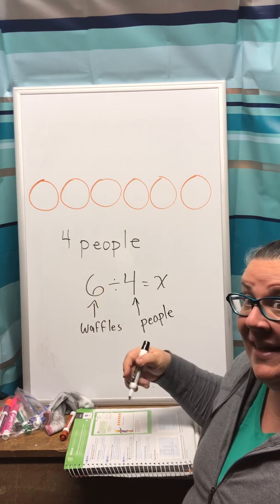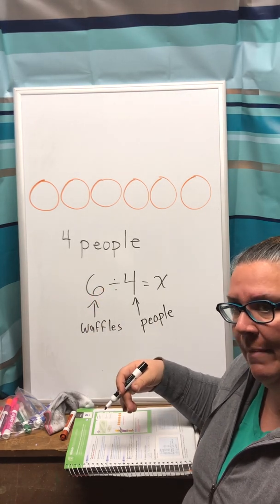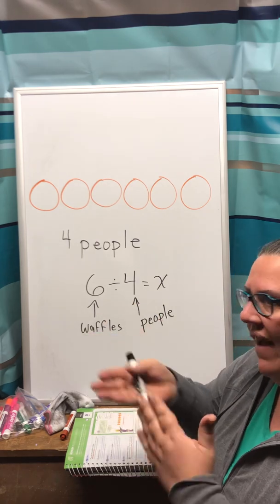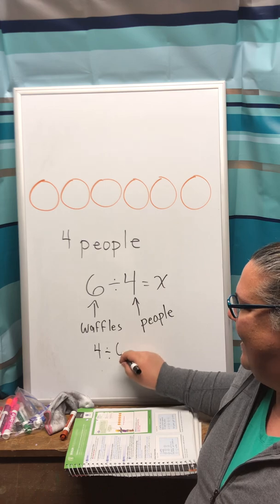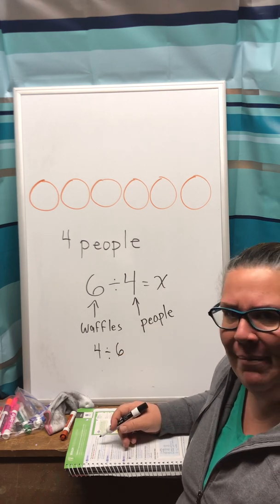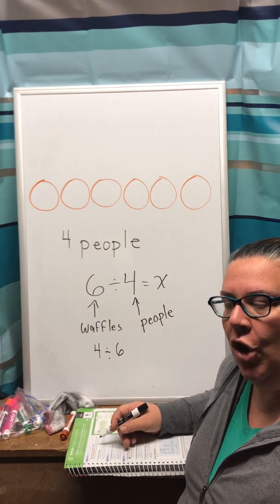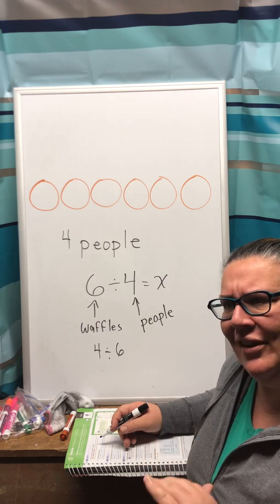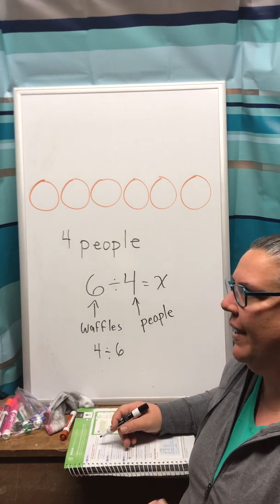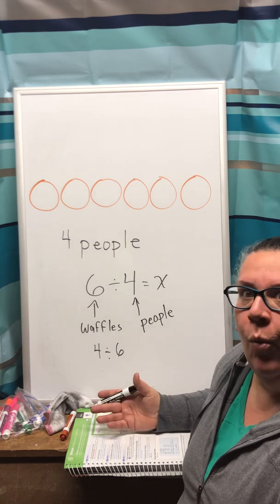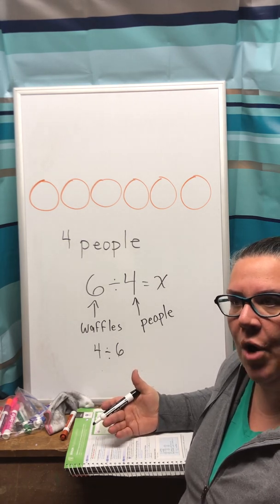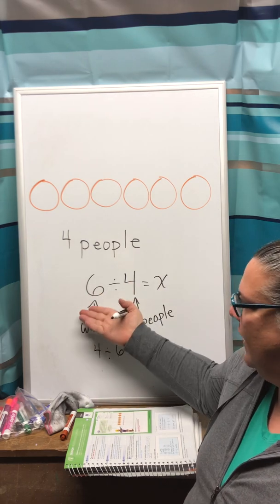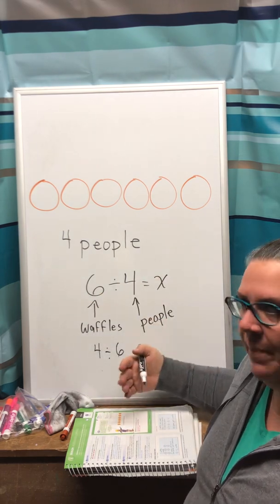The reason why the 6 is at the beginning of my equation is because think about if I flipped it around, would I do 4 people divided by 6 waffles? Would that really make sense? So if you're unsure, say it out loud to yourself and think, if you had to actually share waffles with your family or your friends, how would the problem be presented? So 6 waffles divided by 4 people.